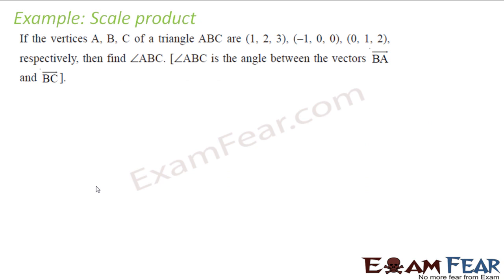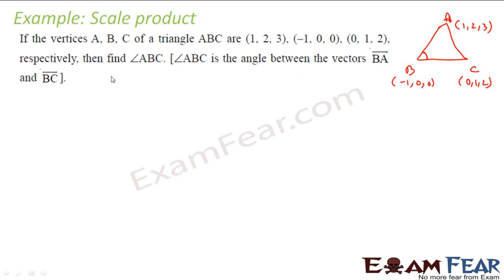Let's take one more example. The example says that if A, B, C are the vertices of the triangle ABC with these points given, we have to find angle ABC. The points are given: A is 1, 2, 3, B is minus 1, 0, 0, and C is 0, 1, 2. I have to find the angle ABC.